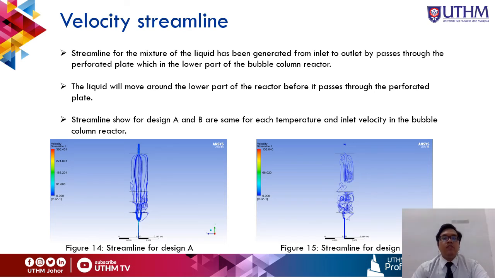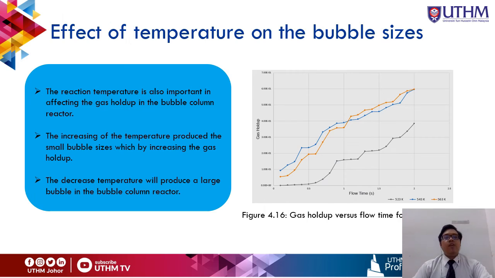Next, we go to the velocity streamline, where the streamline for the mixture of the liquid has been generated from inlet to outlet by passing through the perforated plate in the lower part of the bubble column reactor. The liquid will move around the lower part of the reactor because it passed through the perforated plate. The streamline for design A and B is the same for each temperature and inlet velocity in the bubble column reactor.